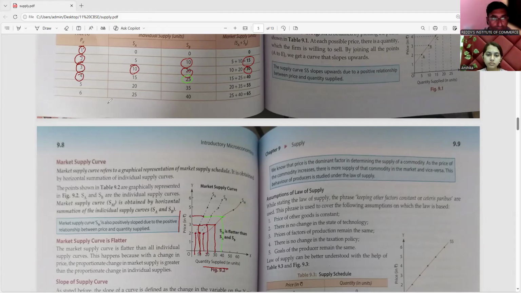Right? Now, when price was 5, A's demand was 20, B's demand was 35, and market demand was 55.